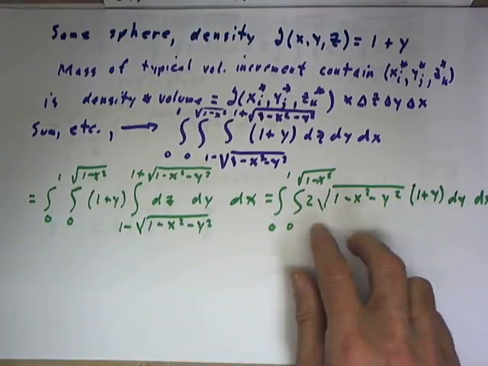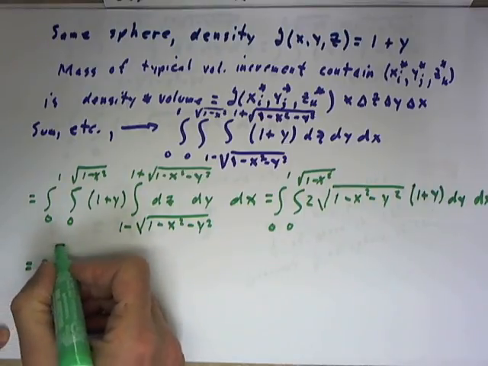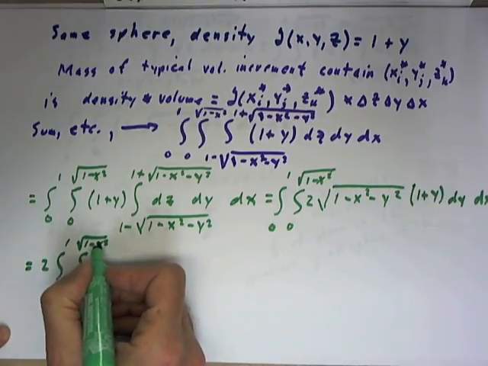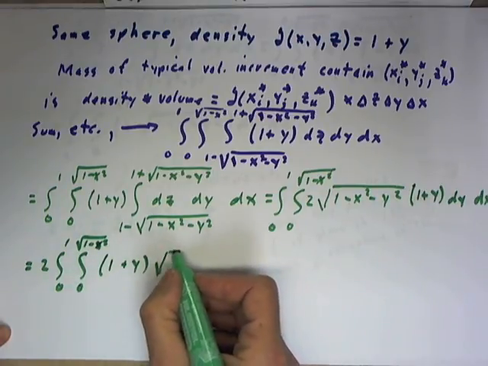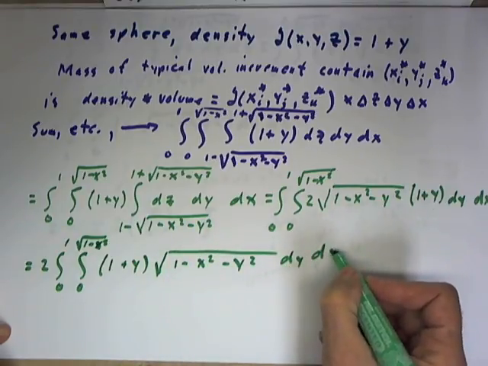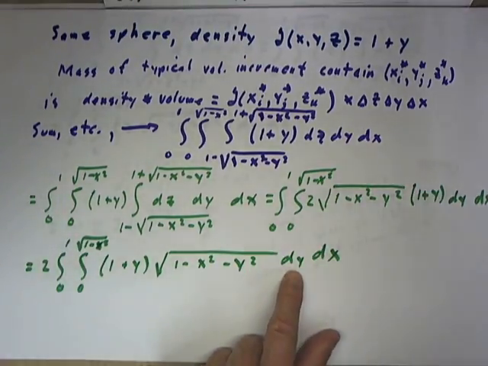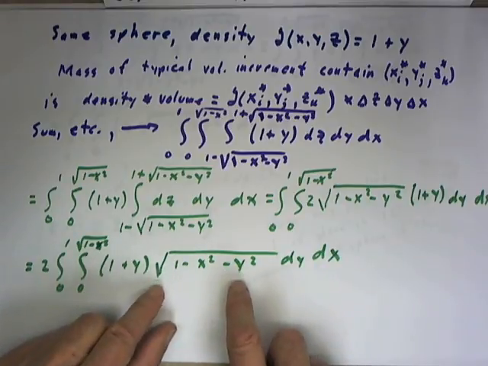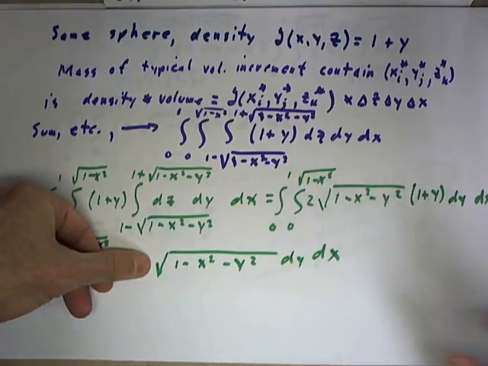Factoring out the 2 and writing this in a slightly more standard form, then we have 2 times the integral from 0 to 1 times the integral from 0 to the square root of 1 minus x squared times 1 plus y square root of 1 minus x squared minus y squared dy dx. Now, how are we going to integrate this expression with respect to y? If we distribute the multiplication, we'll have 1 times the square root of 1 minus x squared minus y squared, and we know how to integrate just that term.